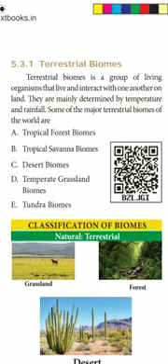So, some of the major terrestrial biomes of the world are tropical forest biomes, tropical savanna biomes, desert biomes, temperate grassland biomes, and tundra biomes. So, this terrestrial biome is divided into 5. What are the 5 types of terrestrial biomes? First one, tropical forest biomes, tropical savanna biomes, desert biomes, temperate grassland biomes and tundra biomes.